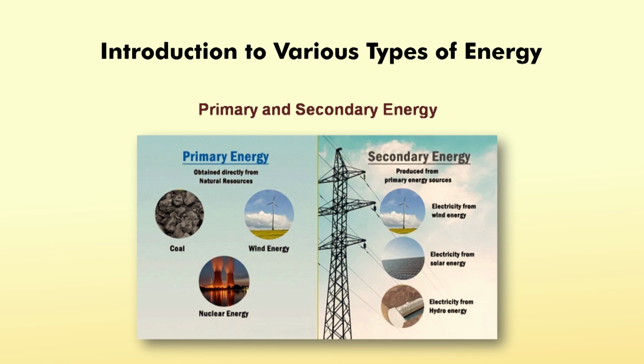Primary energy sources are those which are directly used by the user, such as wind energy, solar energy and thermal energy. Secondary energy sources are those which are converted from one form to another. For example, we convert solar energy into electricity, or wind energy into electricity, or hydro into electricity. So, these are called secondary energy sources.